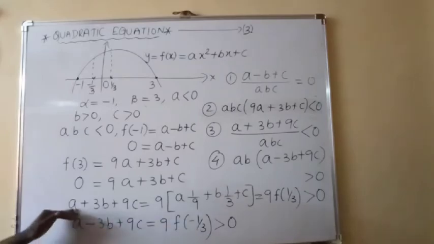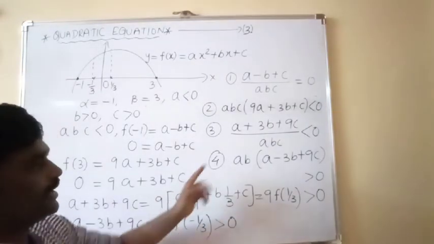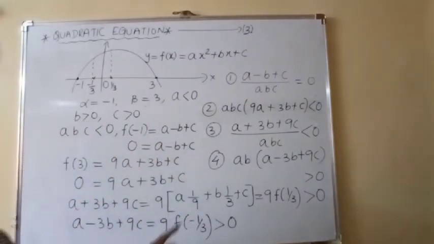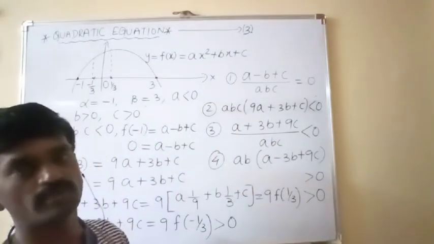So why am I finding these two values only? Because these two appear here. And why am I finding the signs of a, b, c? Because a into b into c appears. That is why I am finding signs.